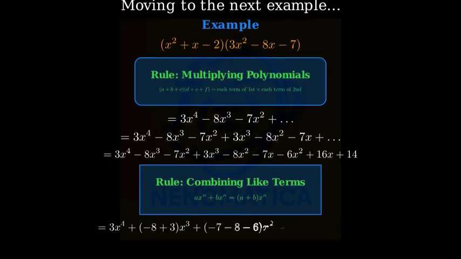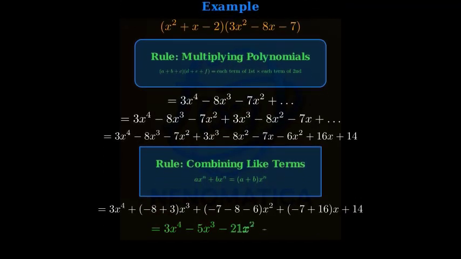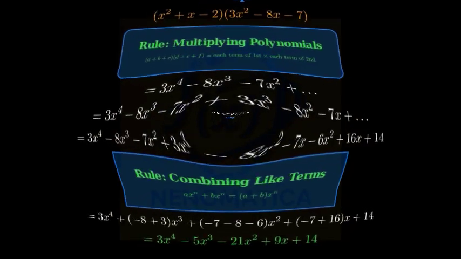We have 3x to the 4th power, with no other x to the 4th terms. For x cubed terms, we have negative 8x cubed plus 3x cubed, which gives us negative 5x cubed. For x squared terms, we have negative 7x squared, minus 8x squared, minus 6x squared, which gives us negative 21x squared. For x terms, we have negative 7x plus 16x, which gives us 9x. And finally, we have a constant term of 14.